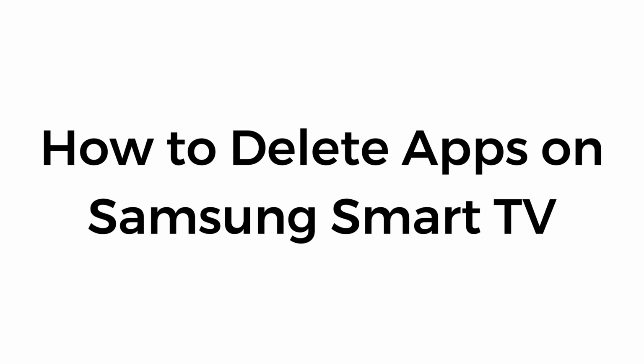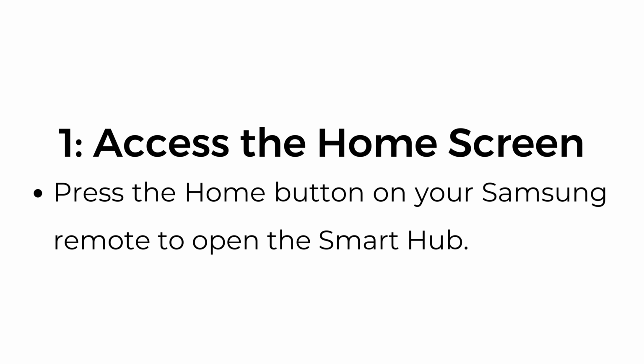How to delete apps on Samsung Smart TV. Step number 1. Access the home screen. Press the home button on your Samsung remote to open the Smart Hub.